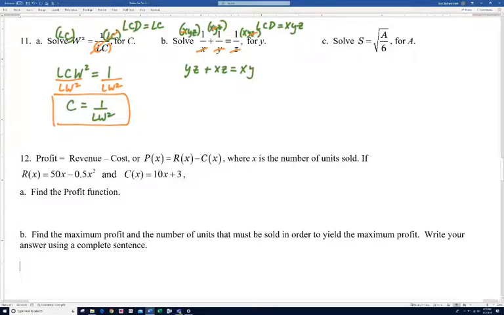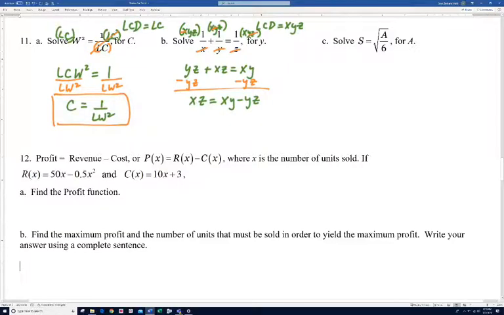Now here's where it's a little bit tricky. We're solving for y, and notice there are 2 terms that have y in them. And so those terms are going to need to be on the same side so that I can get y by itself. So let's go ahead and subtract yz from both sides. You get xz is equal to xy minus yz.